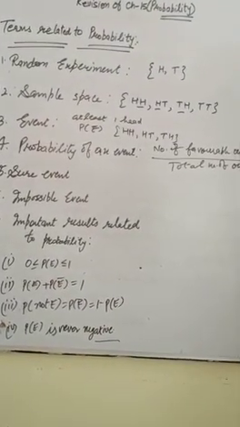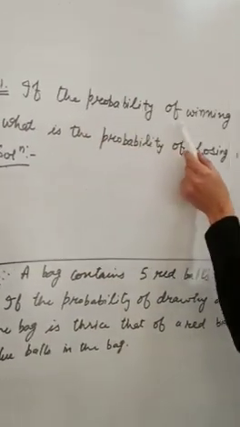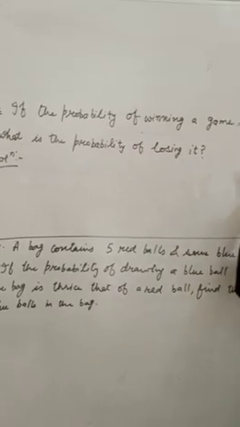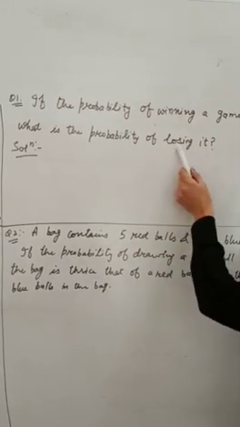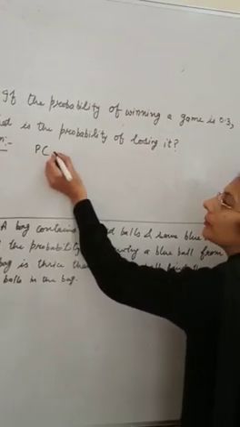So let us use these results in questions. Here I have written the first one: if the probability of winning a game is 0.3, what is the probability of losing? So it is the opposite of it. So the probability of the winning event.